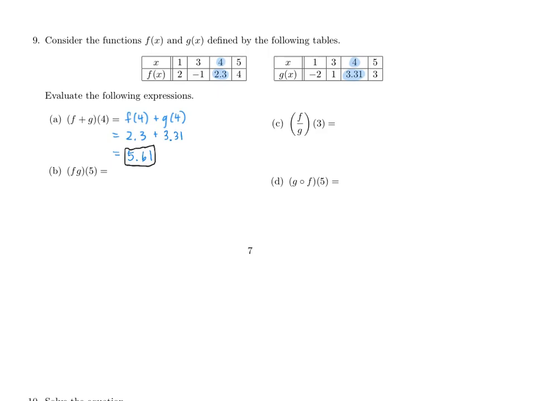Okay, part B. We want to find the product at 5. So let's just do this in green. So this is the same as f of 5 times g of 5. Okay, so f of 5, when x is 5, f is 4. So this is 4. When x is 5, g is 3. Okay, and then 4 times 3 is 12.